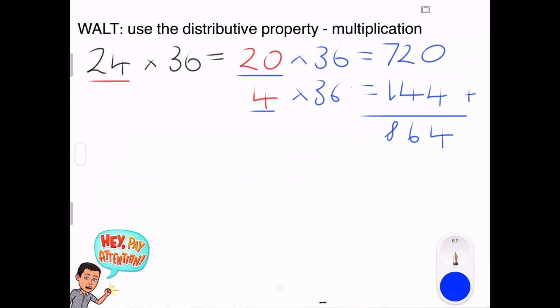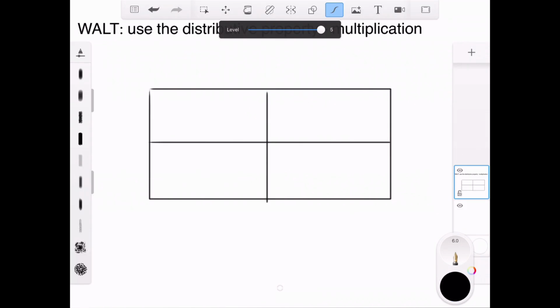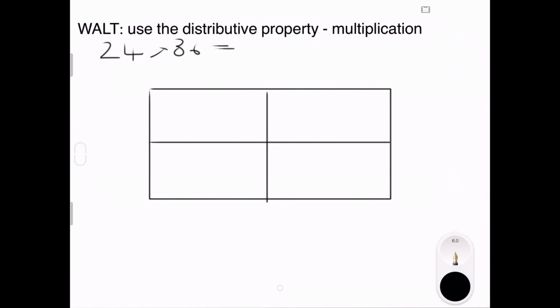Now, one other way that you can do this is by using a grid. Then we can break up both of our numbers. So our original numbers were 24 times 36. All right? So I'm going to break both of those numbers up again. Well, I've got 20 and 4. Okay? And now this time I'm going to break up the other number. I've got 30 and 6.